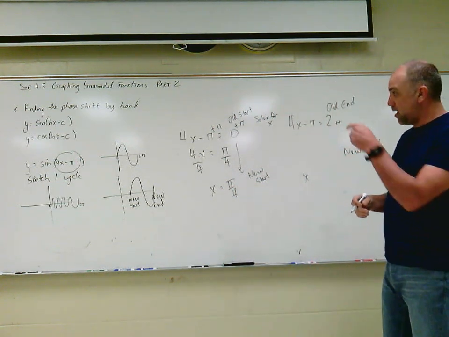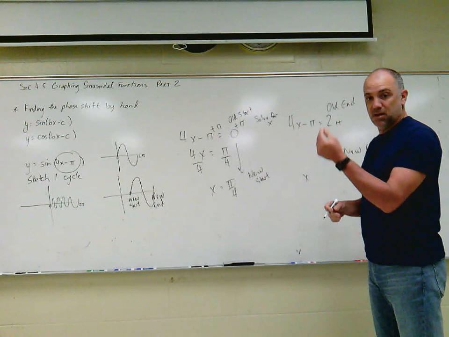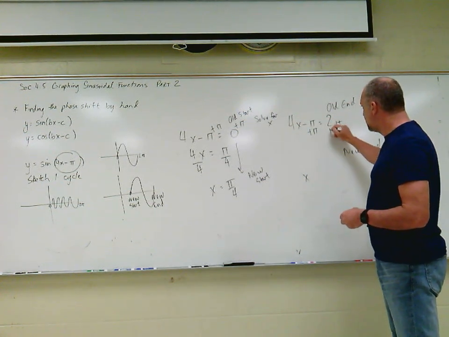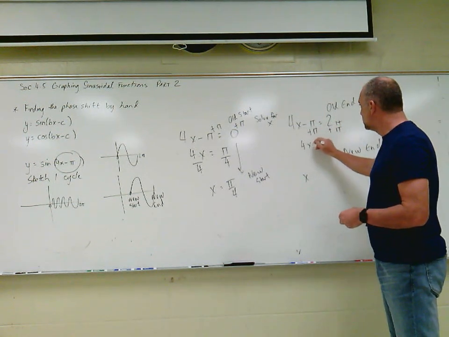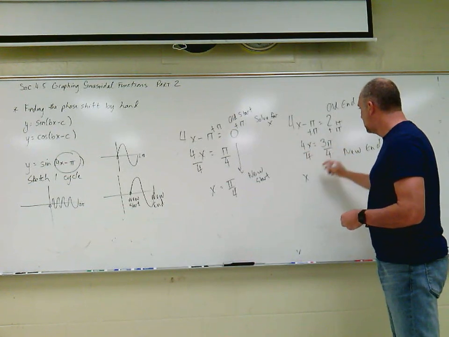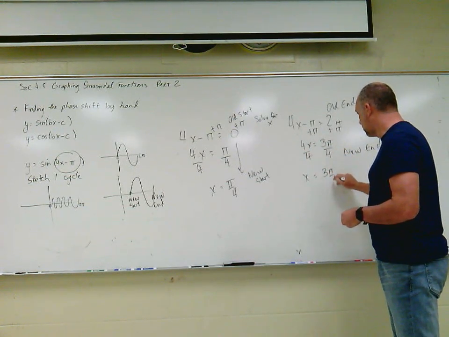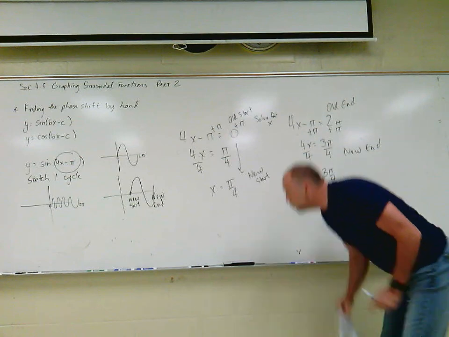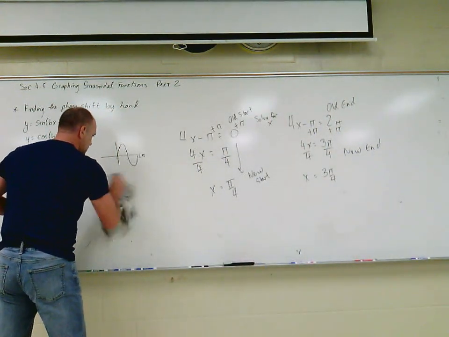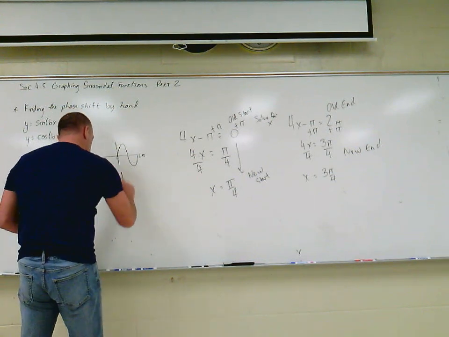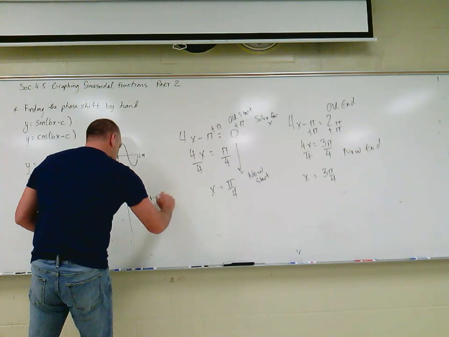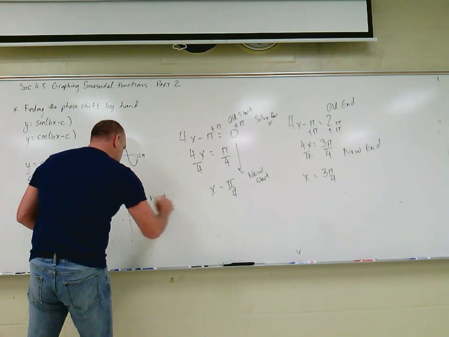Now that's where this wave, sine of 4x minus pi, that's where that one cycle starts. Right over here, if I add pi, I get 4x is 3 pi, divide by 4, x equals 3 pi over 4. So now all I'm going to do in order to sketch this is basically just copy and paste pi over 4, 3 pi over 4, okay?